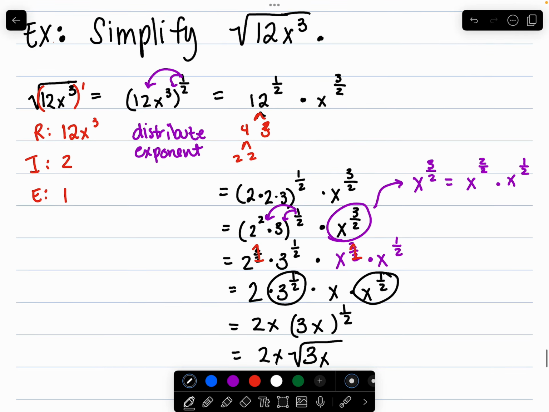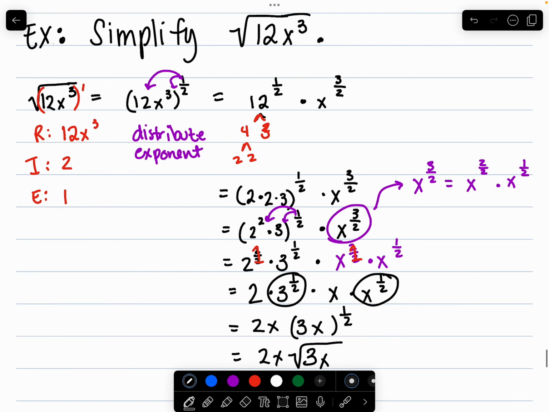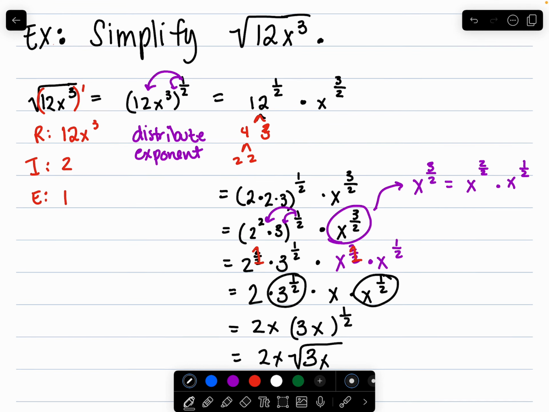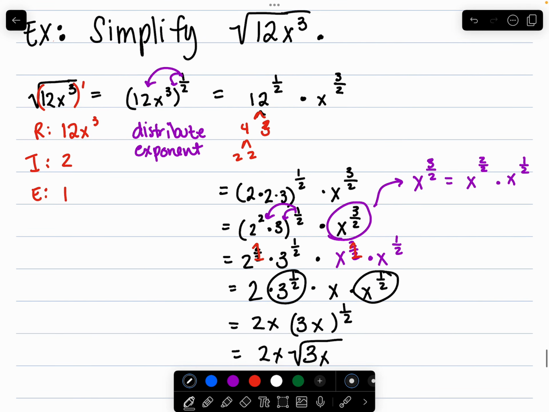Yeah, I hate dealing with fractions like this, so please do the radical way, unless you really want to challenge yourself and do it with rational exponents.